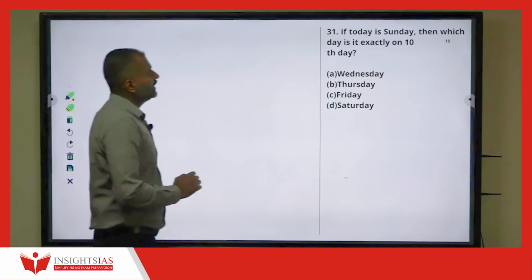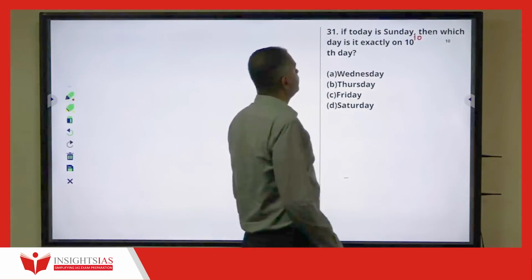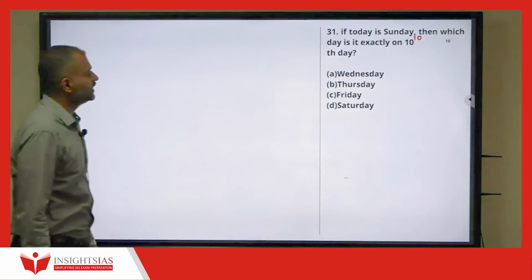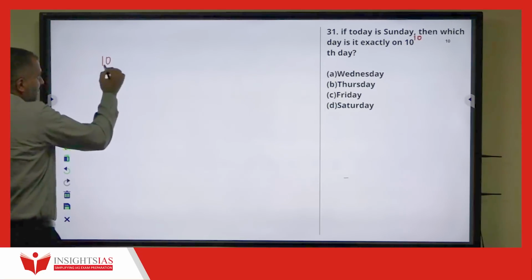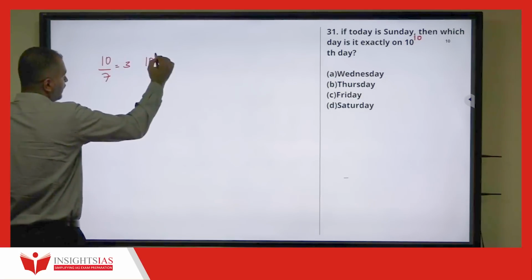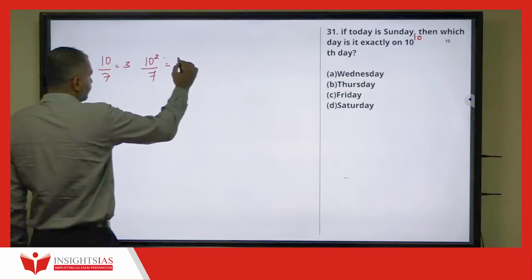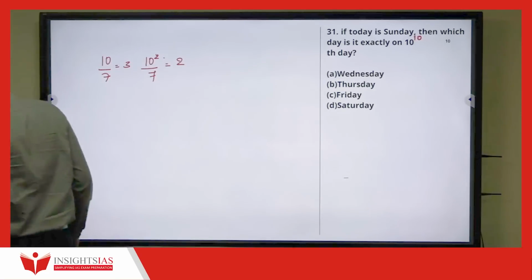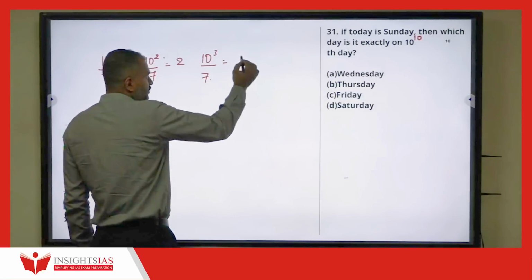If today is Sunday, then which day is exactly 10 power 10 days later? Cyclicity. See, 10 divided by 7, remainder is 3. Similarly 10 square, that is 100, divided by 7: 3 into 3, 9, so that is 2. Similarly, 2 into 10 is 20, 20 by 7, minus 14, that is 6.